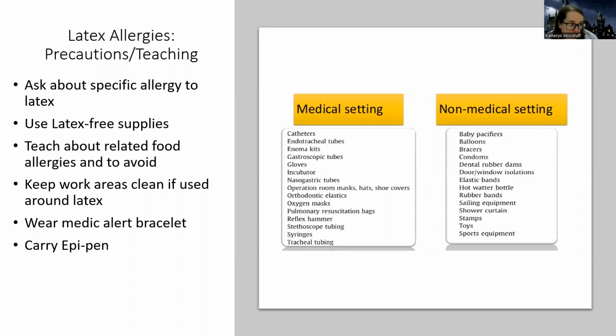So you want to teach about the related food allergies and what to avoid. Keep the work areas clean. If they do use latex, they should wear a medic alert bracelet so that people know they're allergic to latex, and they may need to carry an EpiPen with them, especially if they have a very serious reaction or sensitivity to it.